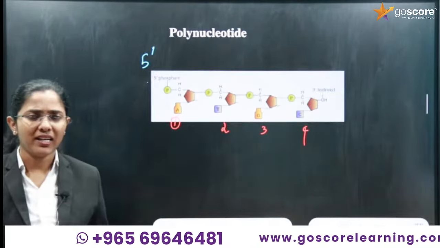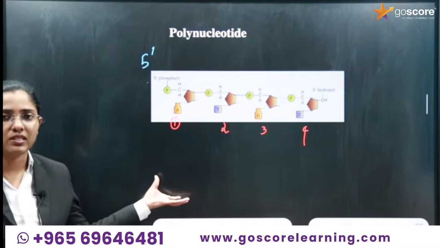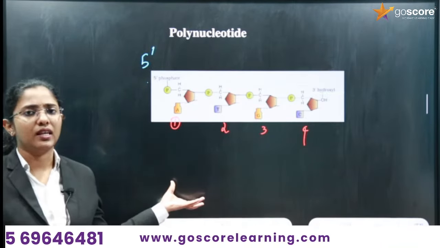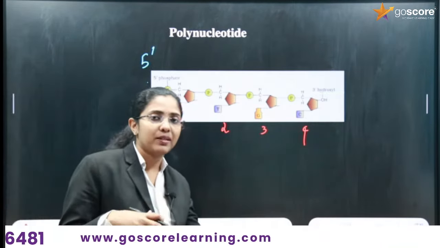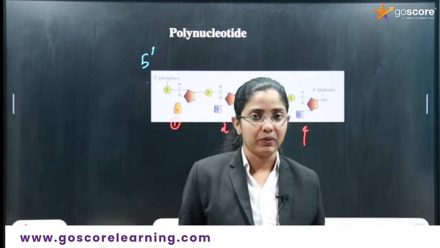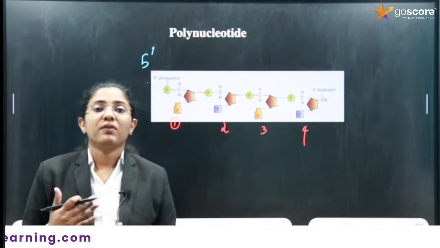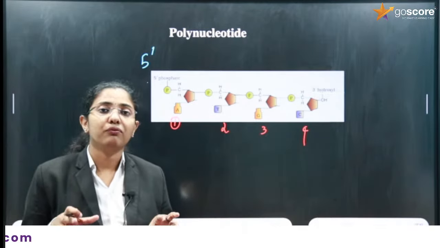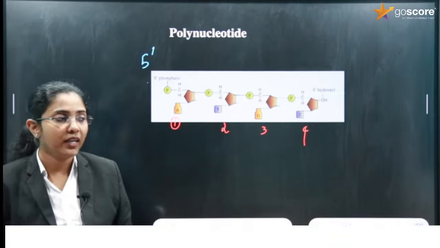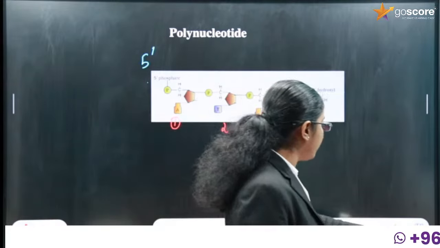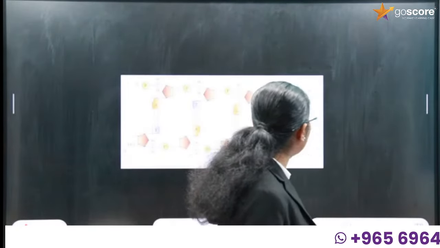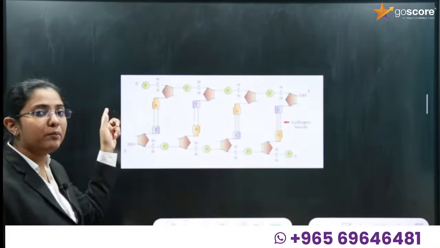Understand that if 5 prime is present, then a free phosphate group is there. If 3 prime is present, then a free OH group is there. Okay, so clear? Next we are moving into the structure of DNA. How is DNA formed? See, this is the structure of a polynucleotide. I told you that is one polynucleotide.